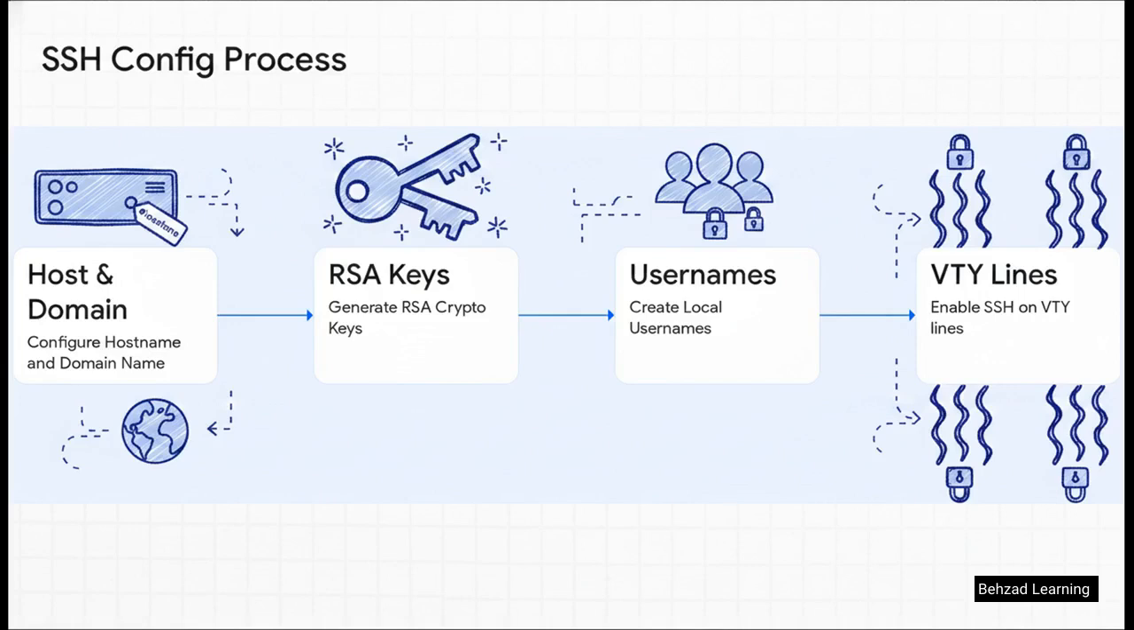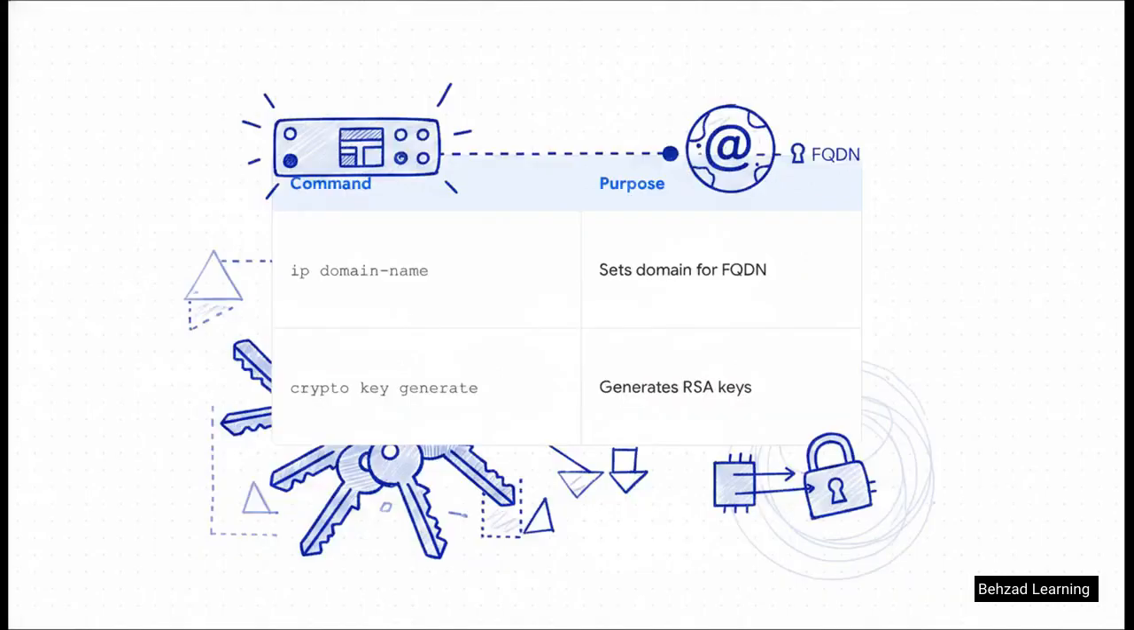Now, configuring SSH is a bit of a multi-stage process, so let's just break it down into a simple engineering checklist. Step 1, the switch needs a host name and a domain name. Step 2, we use those names to generate cryptographic keys. Step 3, we create a local database of usernames and passwords. And finally, Step 4, we configure the virtual terminal, or VTY lines, to strictly enforce SSH usage. Let's do it. We already set the host name to SW1, so that's done.